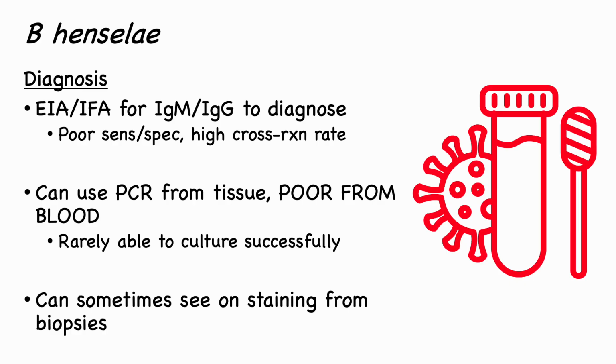Diagnosis is usually performed using serologies, however, it's important to note that these are not ideal tests and have a high rate of cross-reaction. However, other tests have their own limitations. If tissue can be obtained, PCR can identify the organism, but culture of it is difficult. On rare occasions, it can be identified on staining from a biopsy.